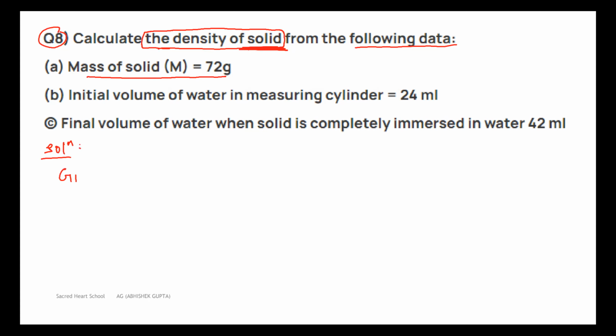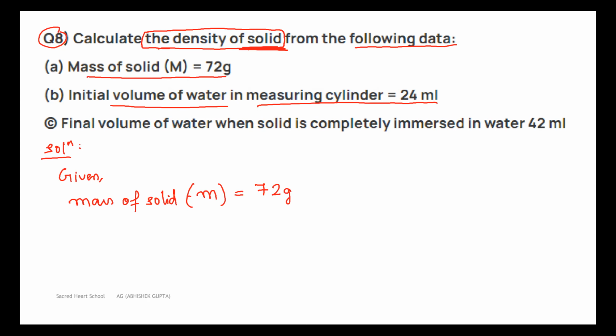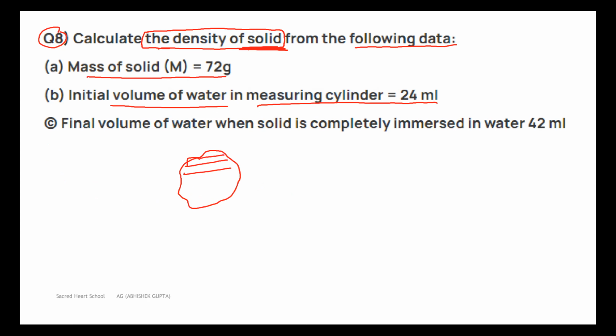What is given? First you write that. Mass of solid is given, we will note this by M, and it's given to be 72 gram. Now, the initial volume of water in the measuring cylinder is 24 ml. First of all, let me make you understand how to approach this type of numerical. Over here you have some kind of solid whose mass is given to you, 72 gram.